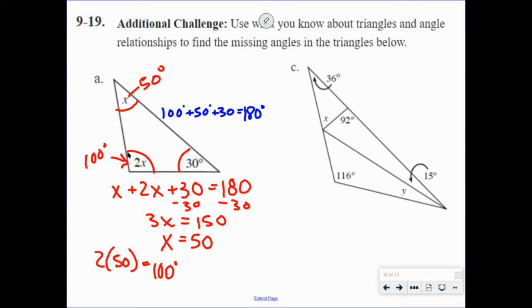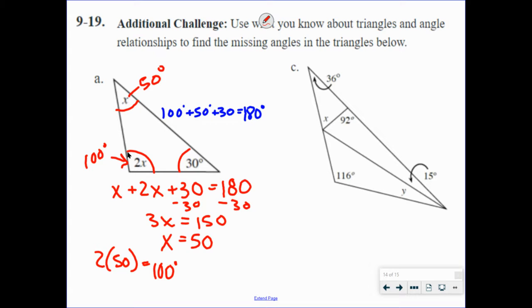I want you to try it. Pause the video here, and I want you to complete this triangle right here. And by that, I mean I want you to find these 2 angles, if you can. All right, pause the video here. All right, did you give it a try? Alrighty, let's check this out.